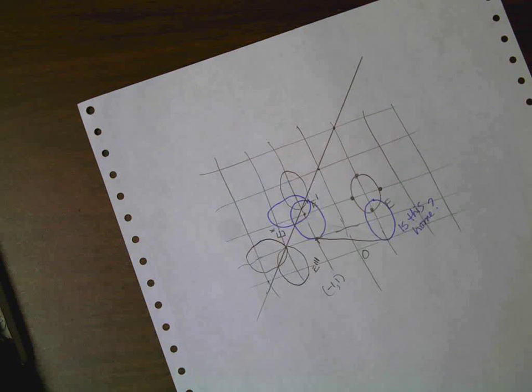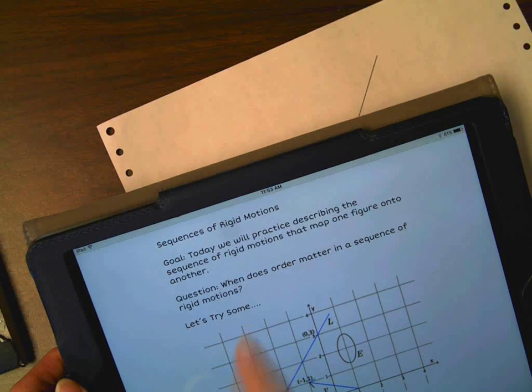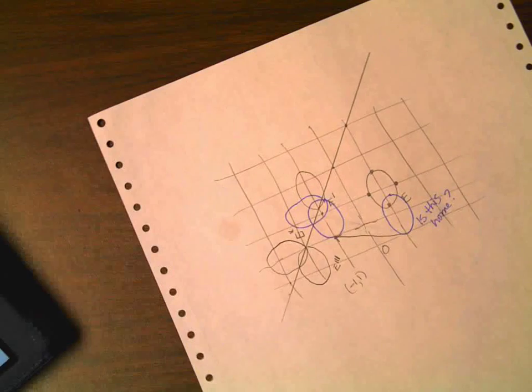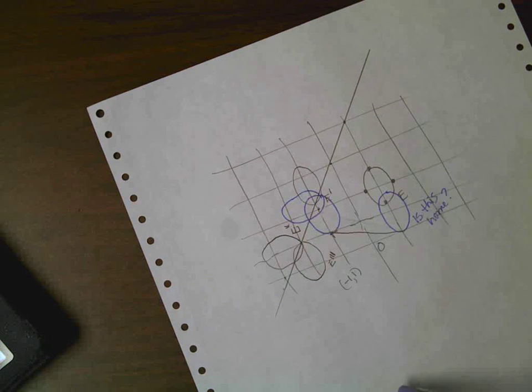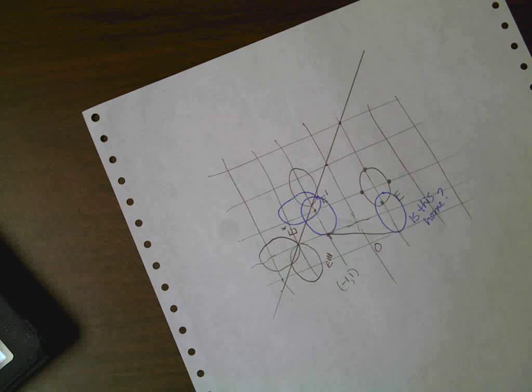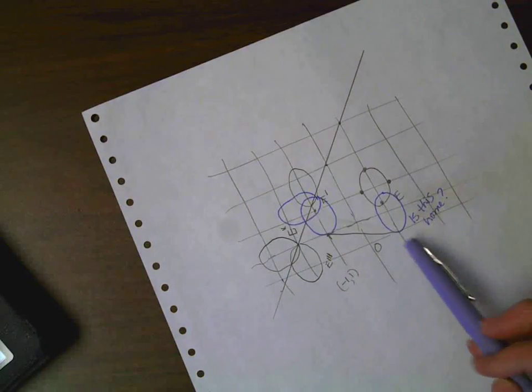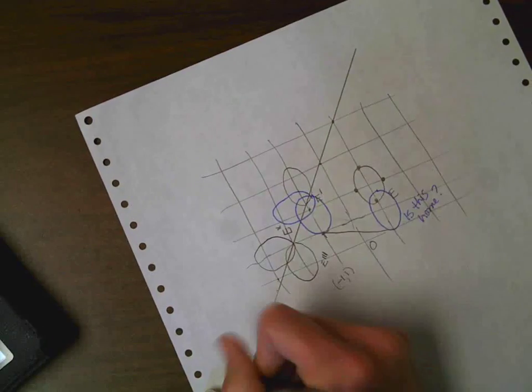All right, so the whole point of this lesson today is the question that we asked: when does order matter in a sequence of rigid motions? The answer to that question is always. It always matters, because if you don't follow the order and go in exactly the reverse direction, are you going to get back home? And the answer to that is no, you're not, because you're going to end up, like we've proven right here, in a different spot.